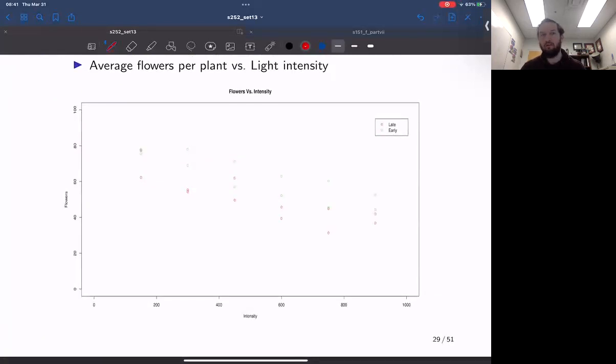Okay, and our objective is just to fit a model to represent flower growth as a function of intensity and the timing schedule. But what makes this different is that, again, the timing schedule is categorical, so it can't be included in the same way as the intensity value. All right, any questions?